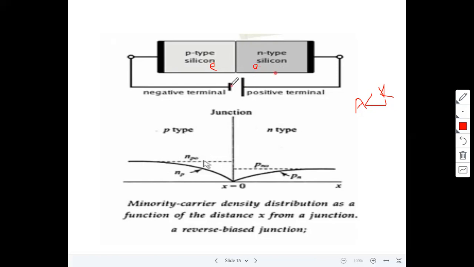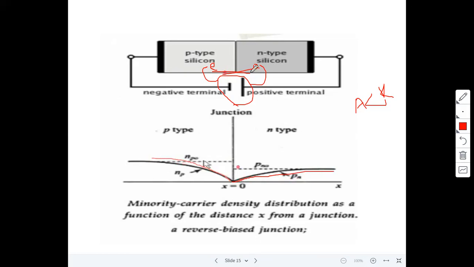This bias acts as a forward bias to these minority carriers. These minority carriers cross the junction, and due to this a very small amount of current flows through the junction. For silicon, it is around a nanoampere. For germanium, it is around a microampere. Very small. Now here the minority carrier distribution: at the junction there are no carriers. They simply move away from the junction.